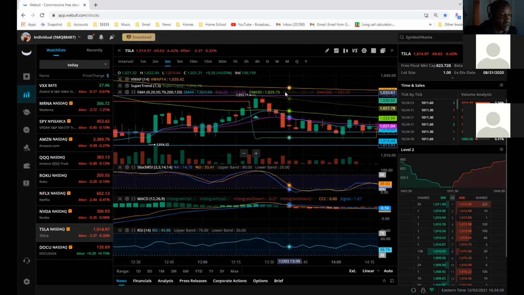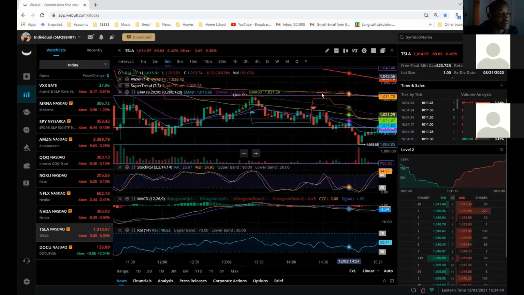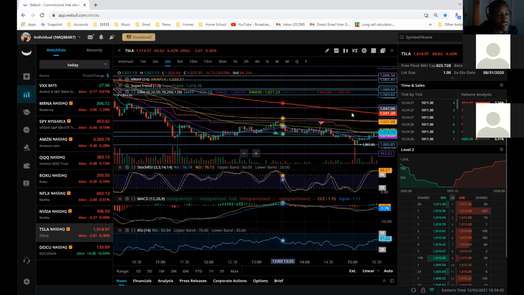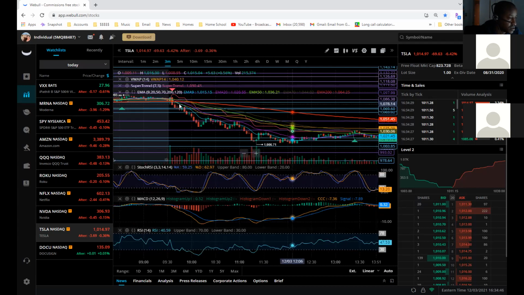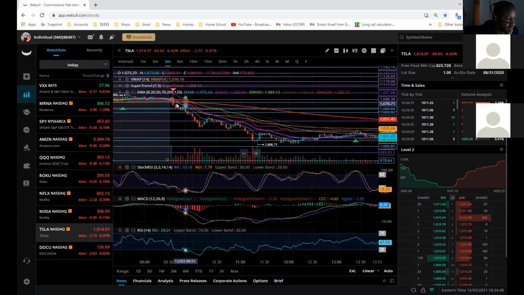50 is green. 70 is olive, which actually might change. It doesn't. Sometimes it gets lost. And then the 200, which is red. 200 we didn't even come close to today. We're way up here. So 200 played no part today, besides it being death crossed earlier in the day. It got death crossed at like 9 o'clock this morning.